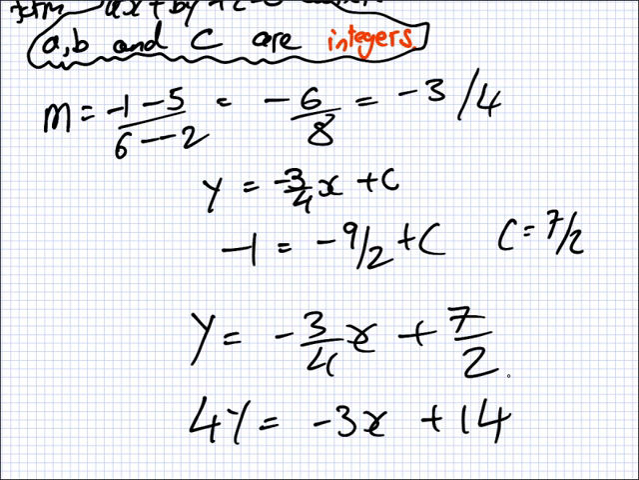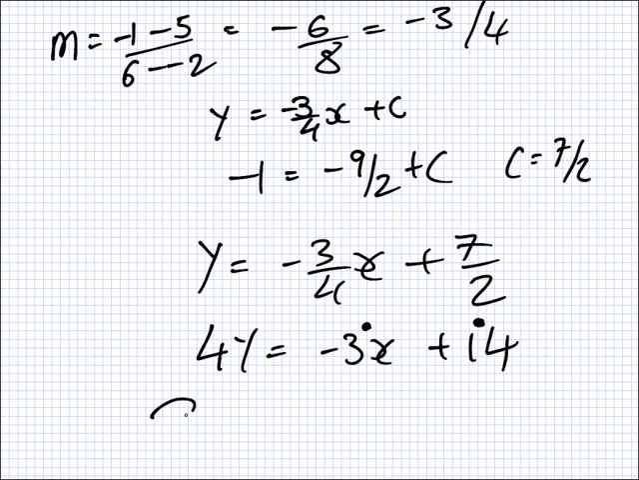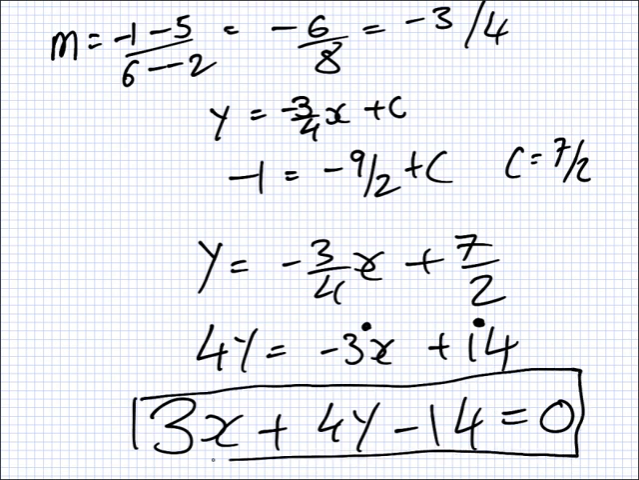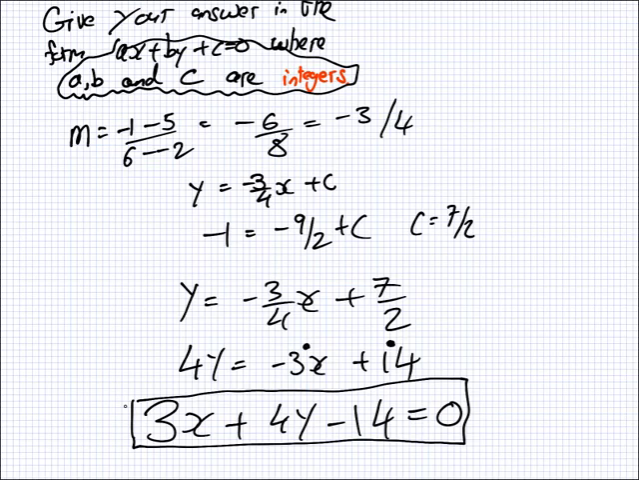Move the 3x. Divide by 4? Move, yeah, what should I move? The 3x. This guy and this guy to the left. So the answer is 3x plus 4y minus 14 equals 0. That's the answer for full marks. I wonder how many people got that.